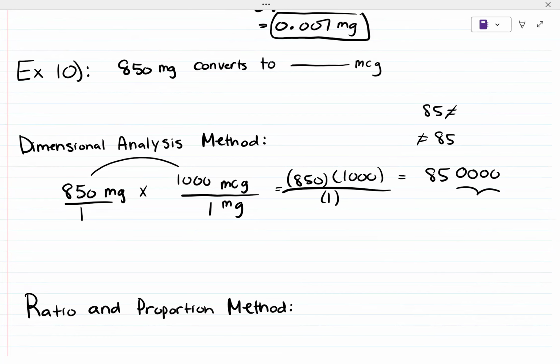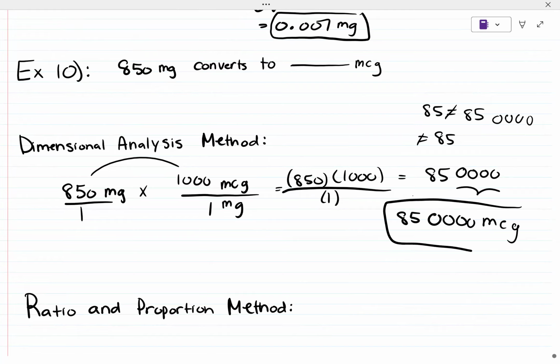85 is not the same thing as 85 with 4 zeros, right? So yeah, what is this? 850,000. 85 and then 4 zeros. mcg as my final answer.